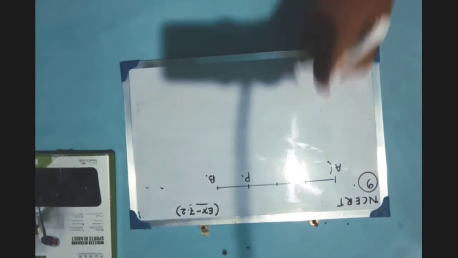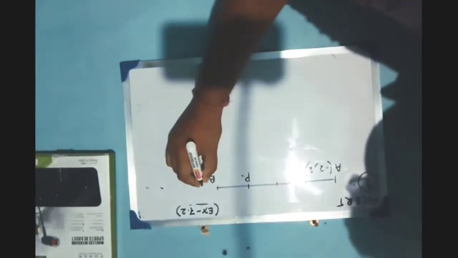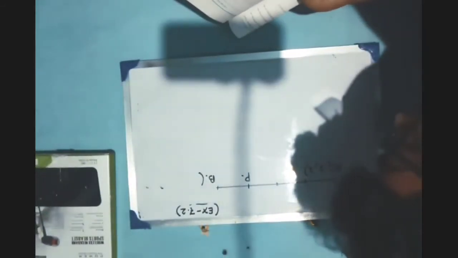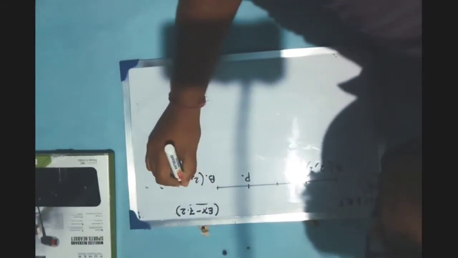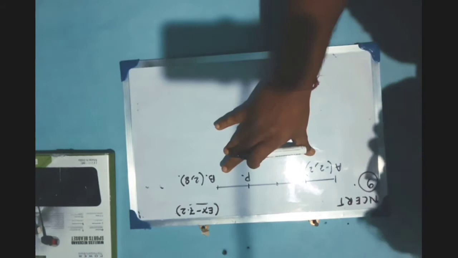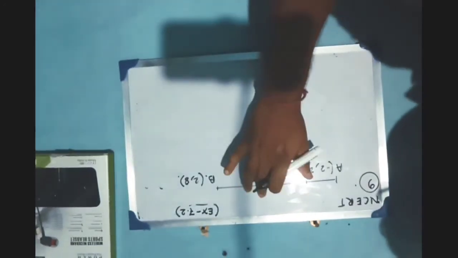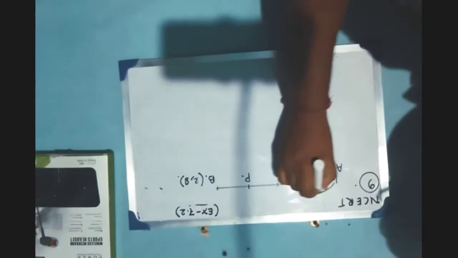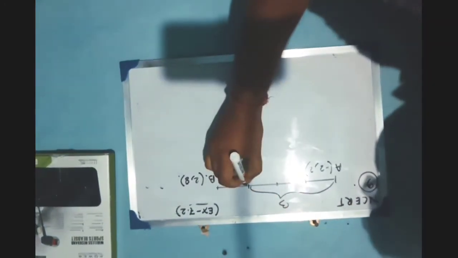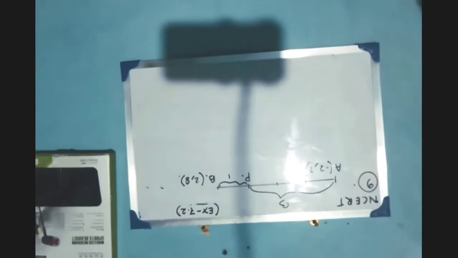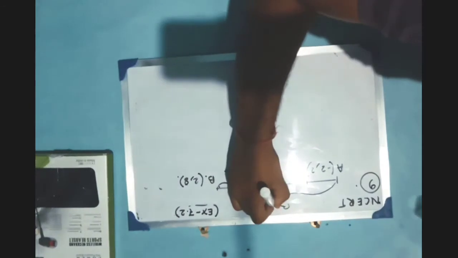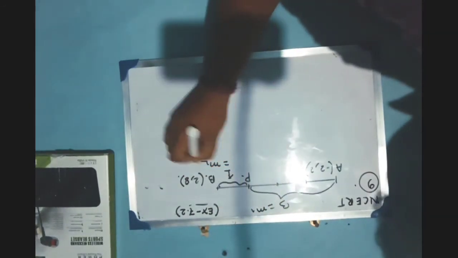Okay. So now let us write the coordinates. Coordinate of A should be minus 2 comma 2. Coordinate of B should be 2 comma 8. Since P divides AB in 4 equal parts, obviously this is 3 parts and this is the remaining 1 part. Understand? This is 1. So this will be my m1 and this will be m2.